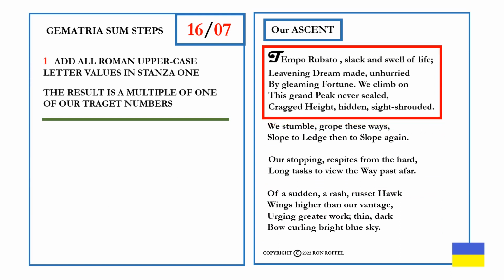Our next puzzle involves stanza number 1. This time we add all Roman uppercase letter values, including the initial letter. And the result is a multiple of one of our target numbers. You'll notice that I have added an uppercase H in line 5 from stanza 1. That was to allow us to get the proper value and the solution to this Gematria sum puzzle.